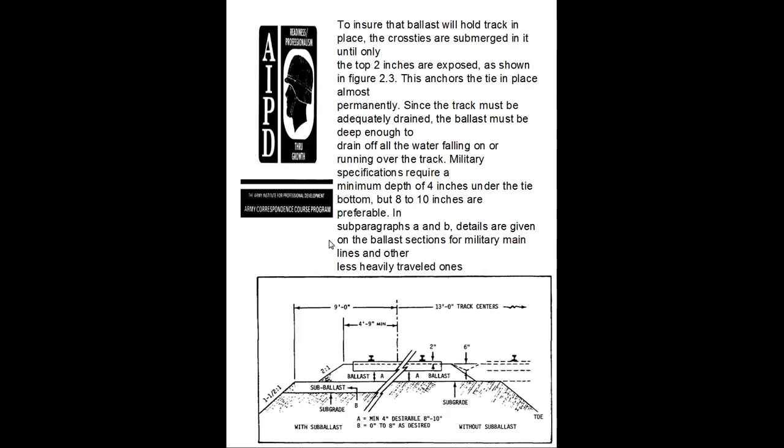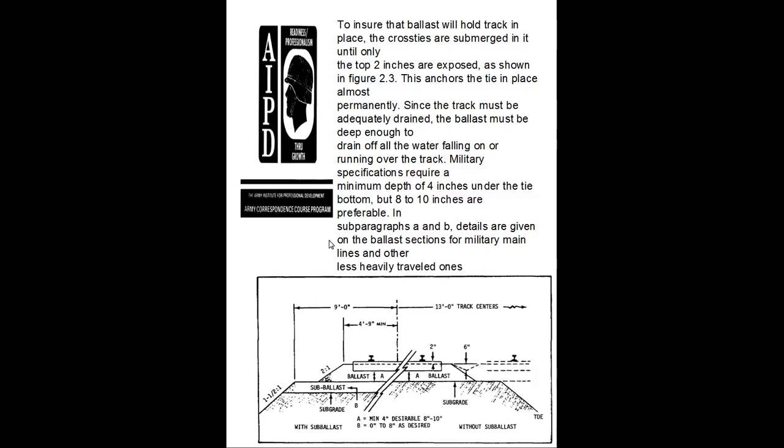wear. To ensure the ballast will hold the track in place, the cross ties are submerged in it until only the top 2 inches are exposed, as shown in Figure 2.3. This anchors the tie in place almost permanently, since the track must be adequately drained. Ballast must be deep enough to drain all of the water falling on and running over the track. Military specifications require a minimum depth of 4 inches under the tie bottom, and 8 to 10 inches is preferable.